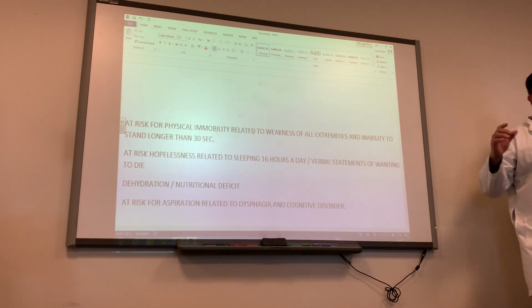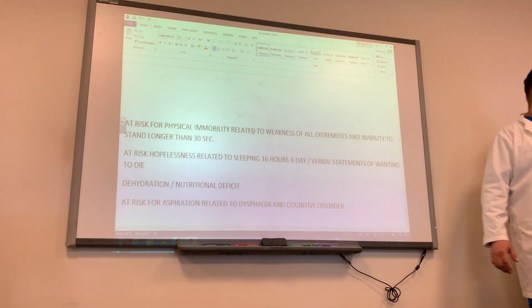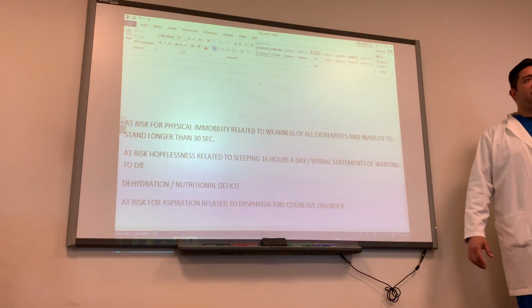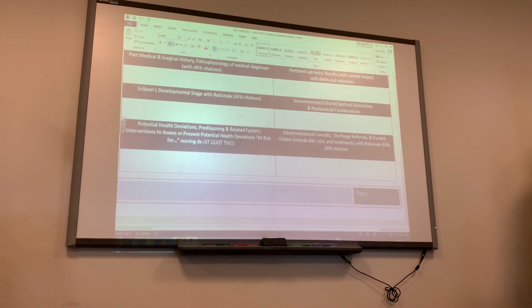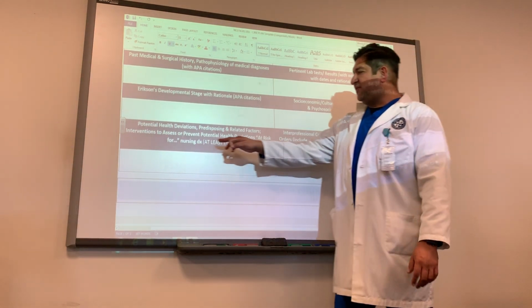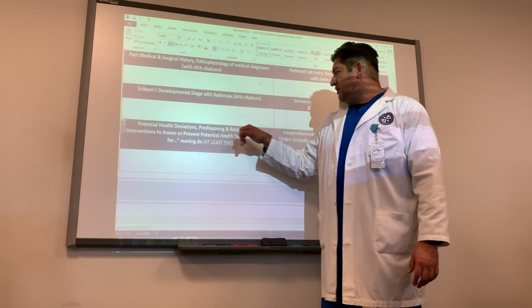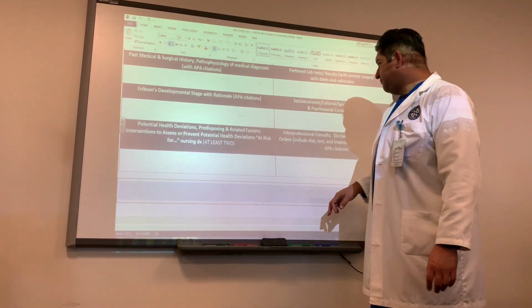At risk for physical immobility, okay? At risk for hopelessness related to. Can we move on now to the cool stuff? Yes. So your assignment says at-risk statement, but then it also says interventions.